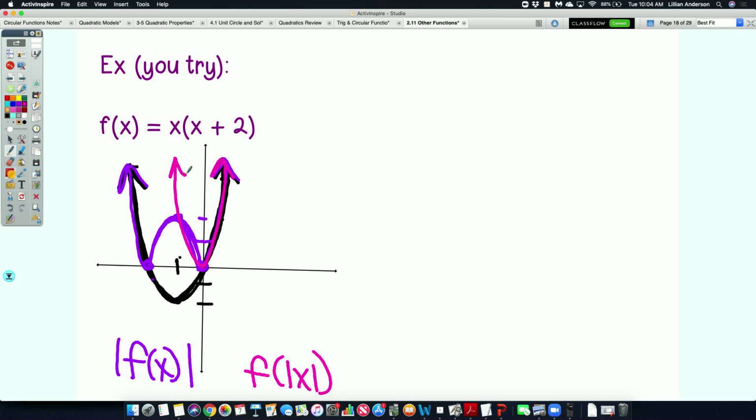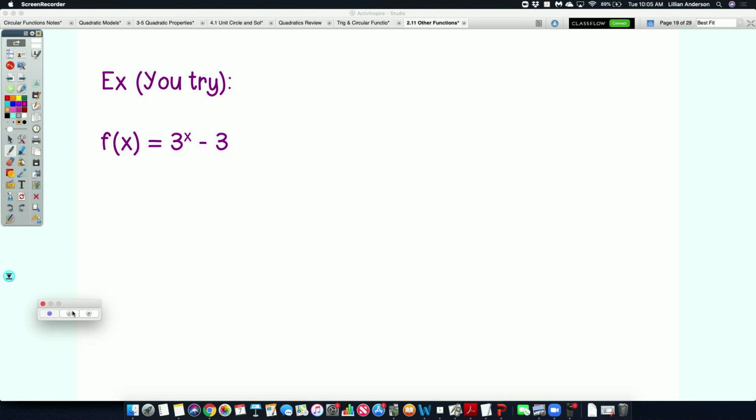Questions? All right. So we'll stop there, and then we'll finish up the rest next class. But make sure you are aware of those key features of those different types of functions when you are graphing these other functions.